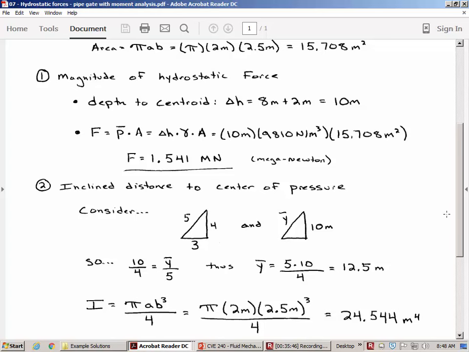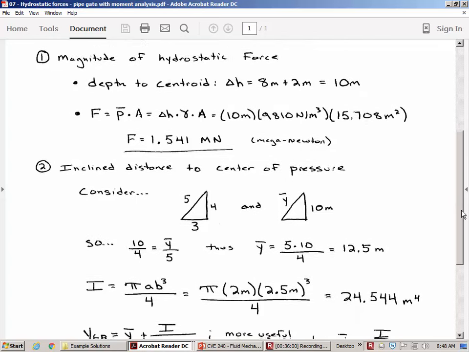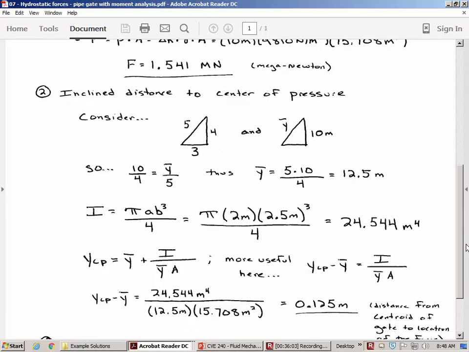Now there's other ways to do it. If you want to find this angle here and then do like sine and cosines, then you can find y bar in another way. But this is just, for me, it was the most straightforward approach. So I have the y bar. I've got the area moment of inertia. I can now find the YCP.